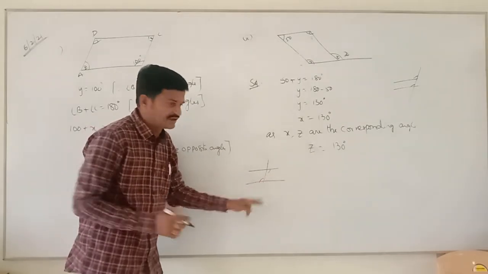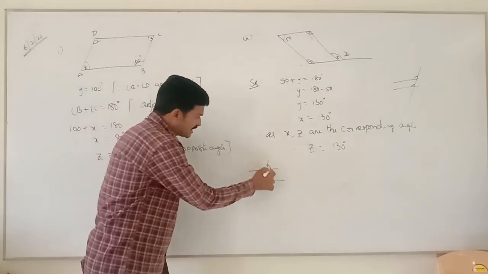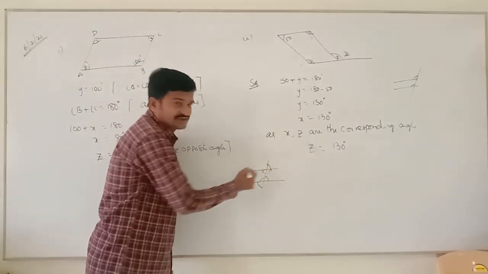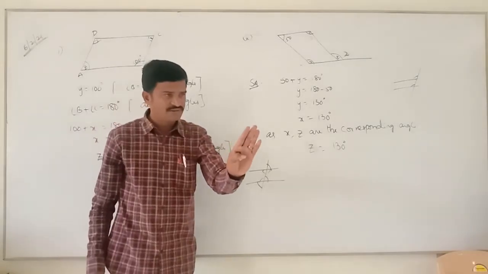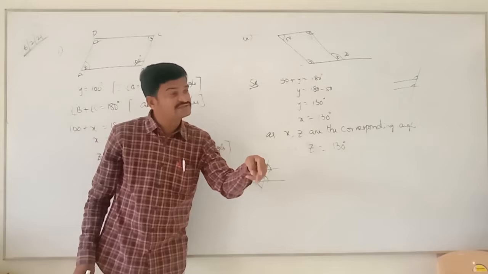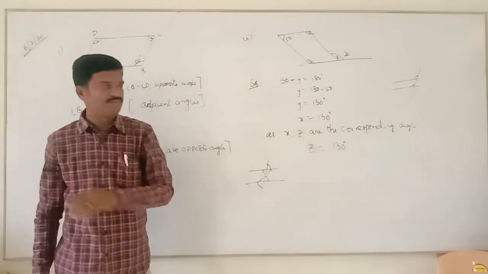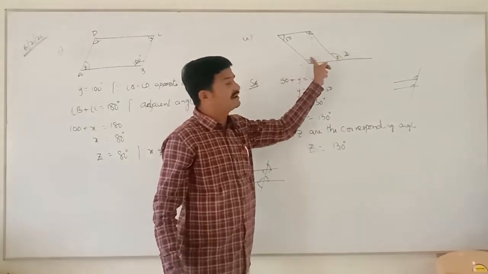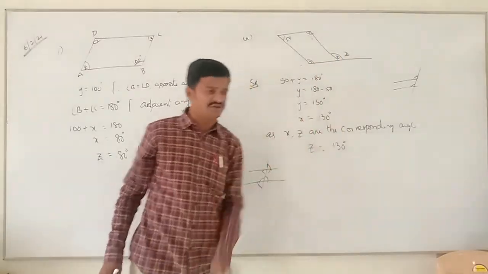This and this are alternate, and this also is an alternate interior angle pair. And these angles are alternate exterior angles. Okay, alternate interior angles are equal, not supplementary. When two parallel lines are intersected by a transversal, then alternate interior angles are equal. But these two are not alternate interior angles. These are corresponding angles. Corresponding angles are equal.